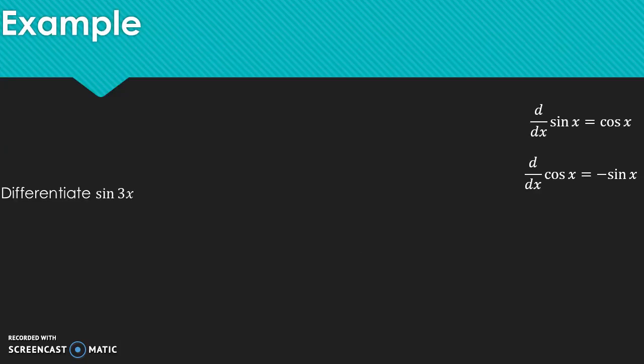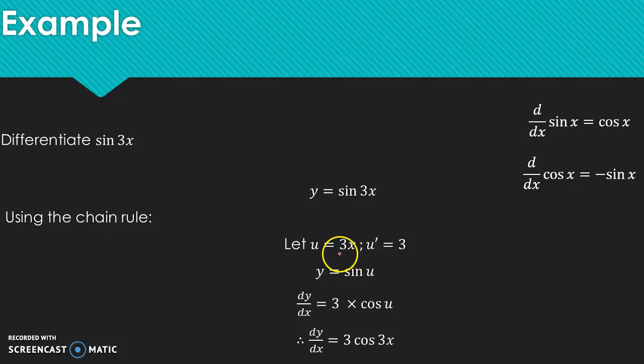Things are slightly different if we want to differentiate sine 3x. Now notice the 3 belongs to the sine. You can almost put brackets around those values. Now that the 3 is there, we actually have to pay a little bit of extra attention to it. Now what we're going to do is use the chain rule to find the derivative. So using the chain rule, we let u equal 3x, and the derivative of u is just going to be 3. So the derivative of u with respect to x is 3.